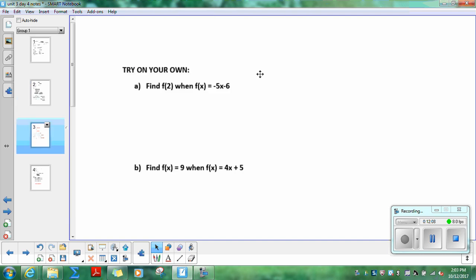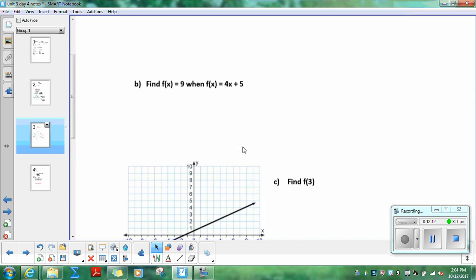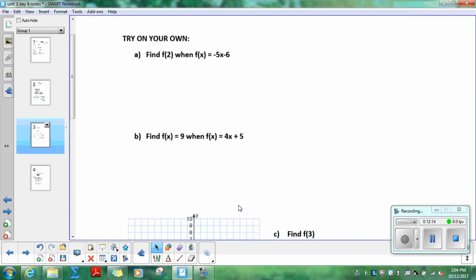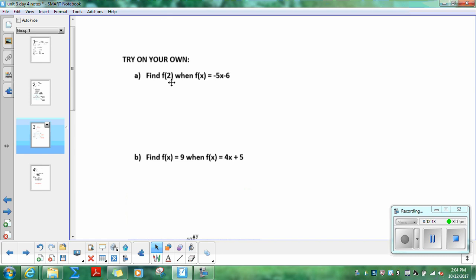Now you're going to go ahead and try these on your own. These 4 on your own. We will go over these next class. But remember, it's just about plugging stuff in and solving for it. Okay? So here, they gave you the x. So plug that in for the x here. Here, they gave you what y was. So you're going to replace f of x with that and solve for x. Okay? So go ahead and try those on your own. When you come back, we'll move on.